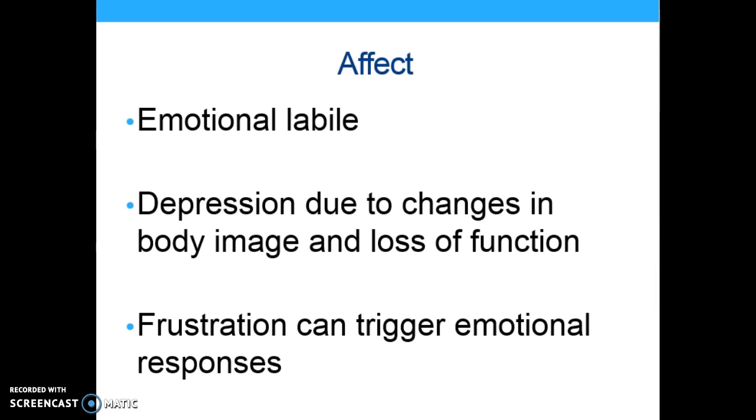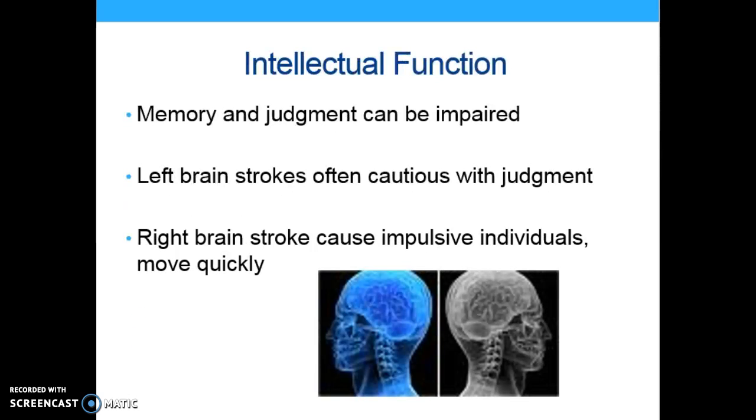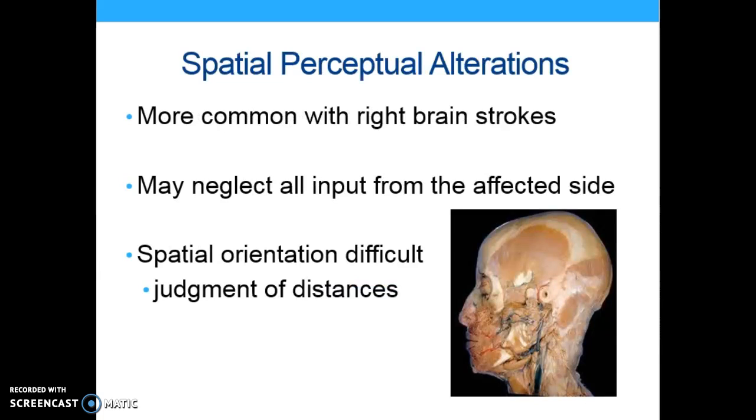Affect can be changed as well following a stroke, whether it be ischemic or hemorrhagic. Most oftentimes, patients can seem emotionally labile. Depression is a huge thing that can occur after a stroke just because of the change in body image, a loss of independence and function in their life, and this can trigger frustration and emotional responses. Memory and judgment can be impaired. Left brain strokes often, they're very cautious with their judgment, whereas right brain strokes, they can be more impulsive and their judgment can be impaired.